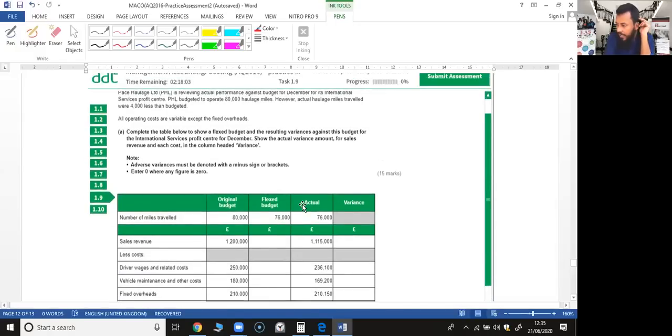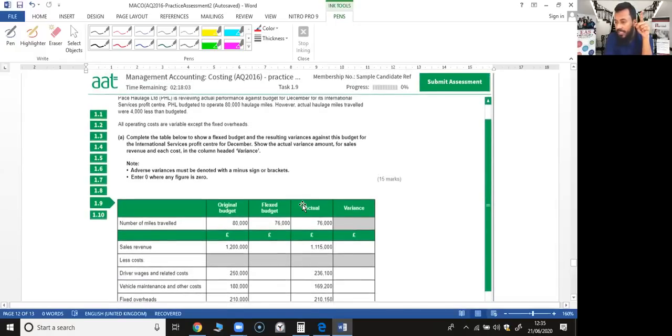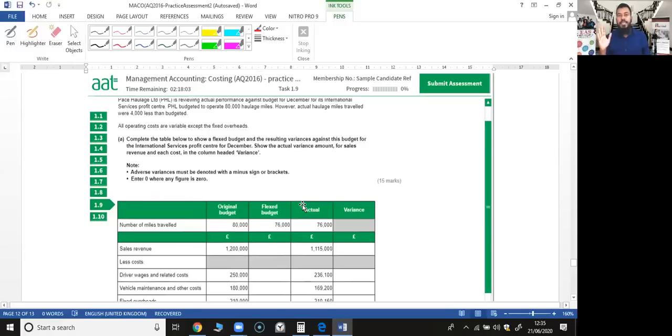I said number 9 would be the easiest one, flexible budget. Let me tell you something, the fundamental idea about flexible budget: you're flexing your existing budget, meaning you have a budget based on actual. So remember the rule: budgeted money divided by budgeted level of activity multiplied by actual units. You get the flexible budget. I repeat, or let me write it down on the screen.